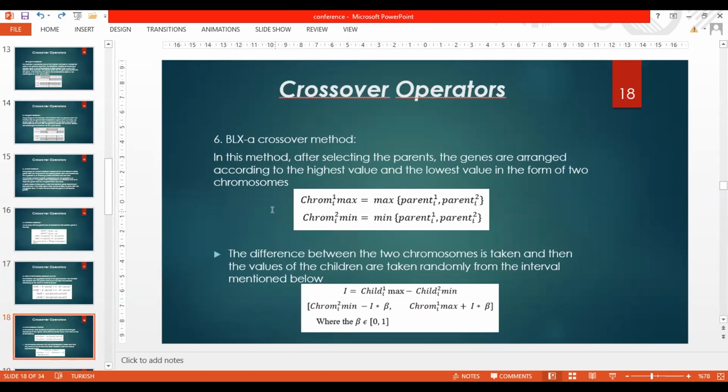BLX alpha crossover method, the last one. In this method, after selecting the parents, the genes are arranged according to highest value and lowest value in this form of 2 chromosomes. The difference between the 2 chromosomes is taken, and then the values of the children are taken randomly from the interval mentioned below. Same thing, we have the formula. This formula we use to create offspring or children.